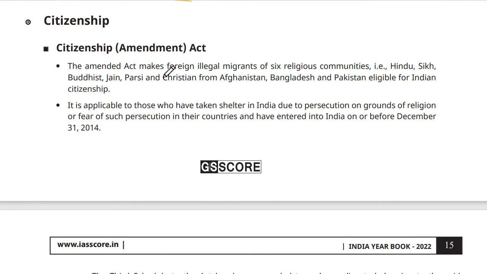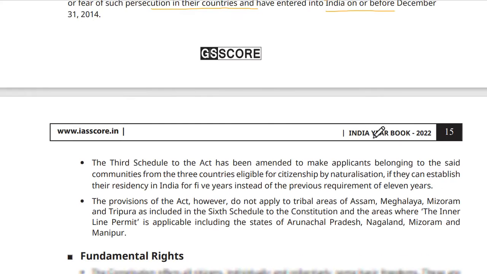Citizenship Amendment Act. The Amendment Act makes illegal migrants of six religious communities: Hindu, Sikh, Buddhist, Jain, Parsi and Christian from Afghanistan, Bangladesh and Pakistan eligible for Indian citizenship. It is applicable to those who have taken shelter in India due to persecution on the grounds of religion or fear of such persecution in their country, who have entered India on or before December 31, 2014.